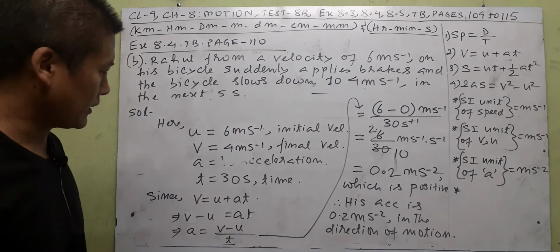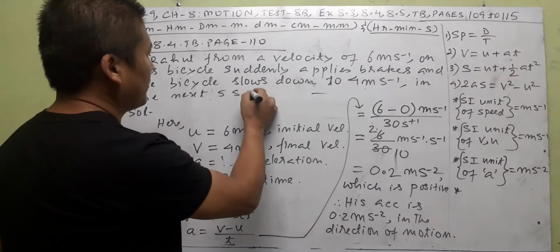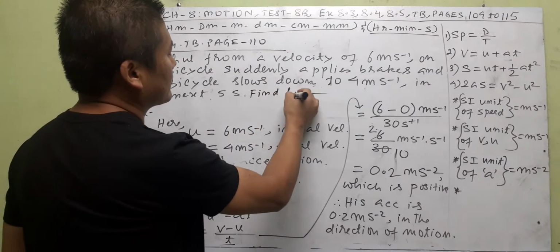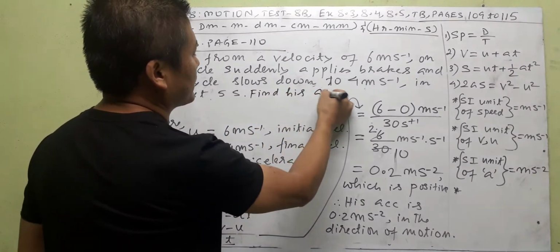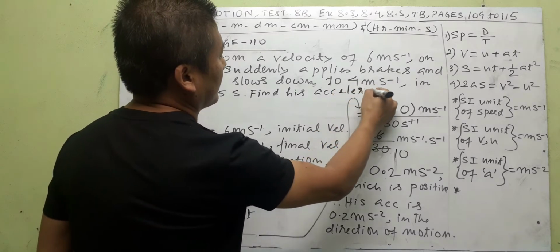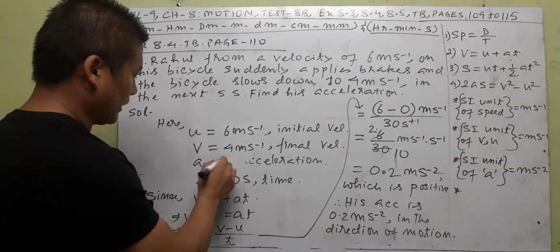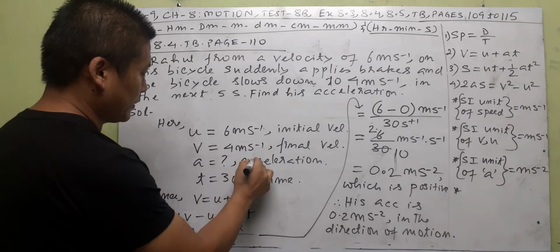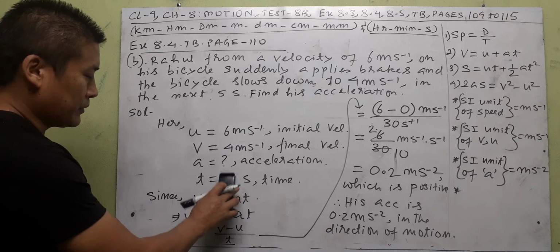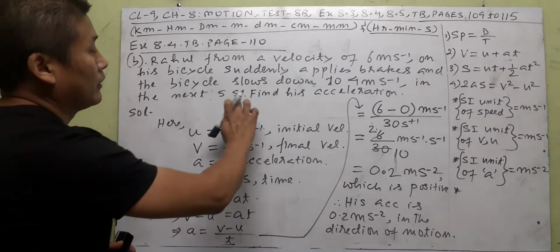And then acceleration is what we have to find. So find his acceleration is the question. Acceleration is a question mark. His acceleration is what we're going to find out. Now this all happens in the time period of 5 seconds.